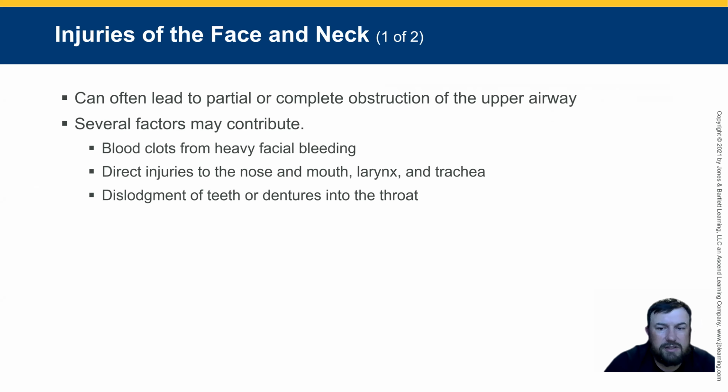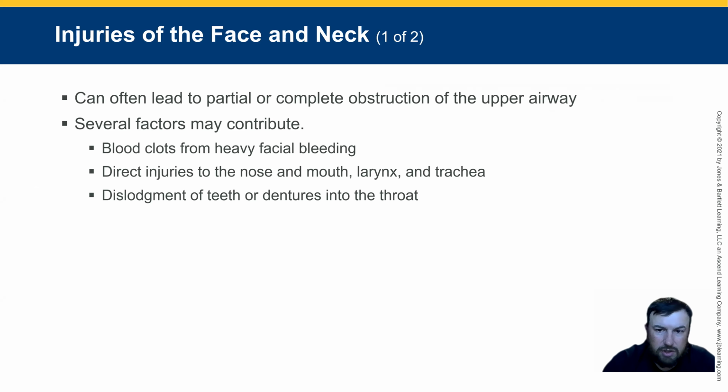Let's see. Injuries to the face and neck. Okay, this will be a little bit better. Can often lead to partial or complete obstruction of the upper airway. Several factors may contribute. So we got to look at things like blood clots from heavy facial bleeding. We are very vascular in the head and face area. Direct injury to the nose and mouth, larynx and trachea, dislodgement of teeth, dentures into the throat.